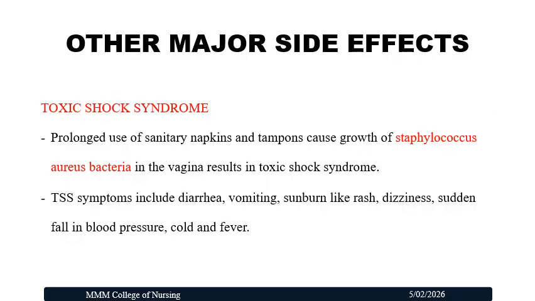Other major side effects include toxic shock syndrome. What is toxic shock syndrome? Prolonged use of sanitary napkins and tampons may cause the growth of Staphylococcus aureus bacteria in the vagina. It may result in toxic shock syndrome. The symptoms include diarrhea, vomiting, sunburn-like rashes, dizziness, sudden fall in blood pressure, cold and fever.